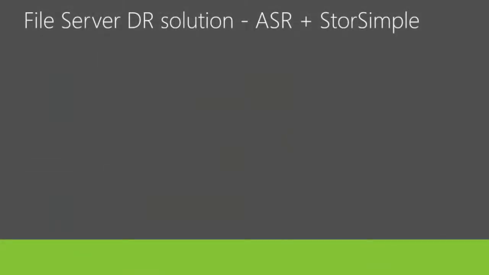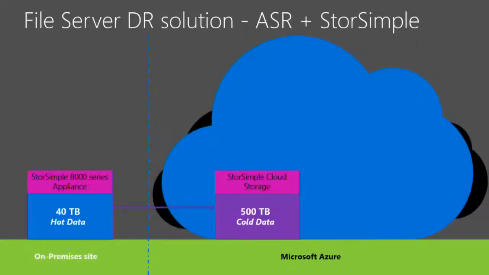So file server. File server is an important workload. Now it gets easily hit by the 1 TB limit of Azure VHD. Azure allows VMs to have VHDs that are less than or equal to 1 terabyte. And if you have a huge file server or a file share kind of workload, it is difficult. The recommended approach, of course, is StorSimple for those workloads.